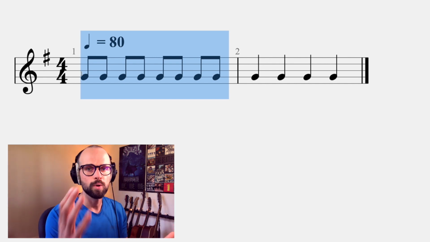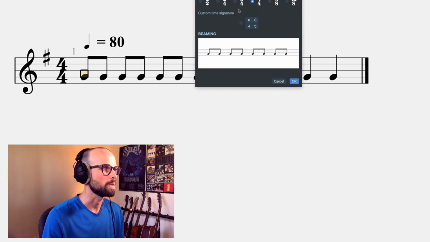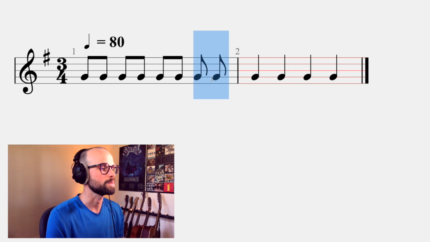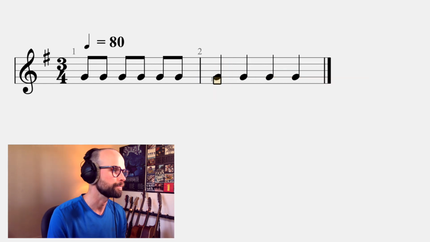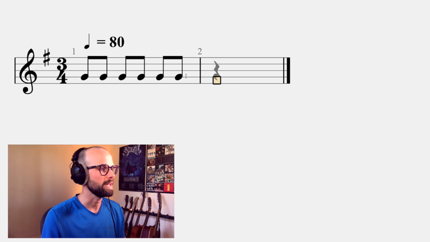But of course, there's much more than 4/4. We could do 3/4, for example. We've got some bonus eighth notes. That's what individual eighth notes will look like, but we tend to beam them together. So there, then, we have a measure of 3/4.